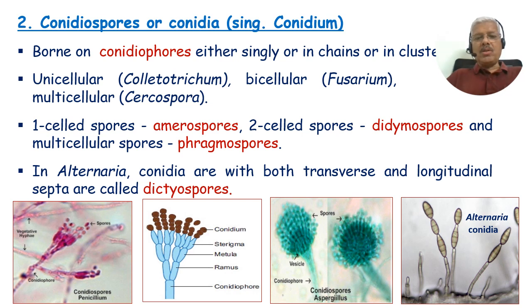One-celled spores are called Amerospores. Two-celled spores are called Didymospores and multicellular spores are called Phragmospores. In Alternaria, conidia are with both transverse and longitudinal septa and are called Dictyospores.